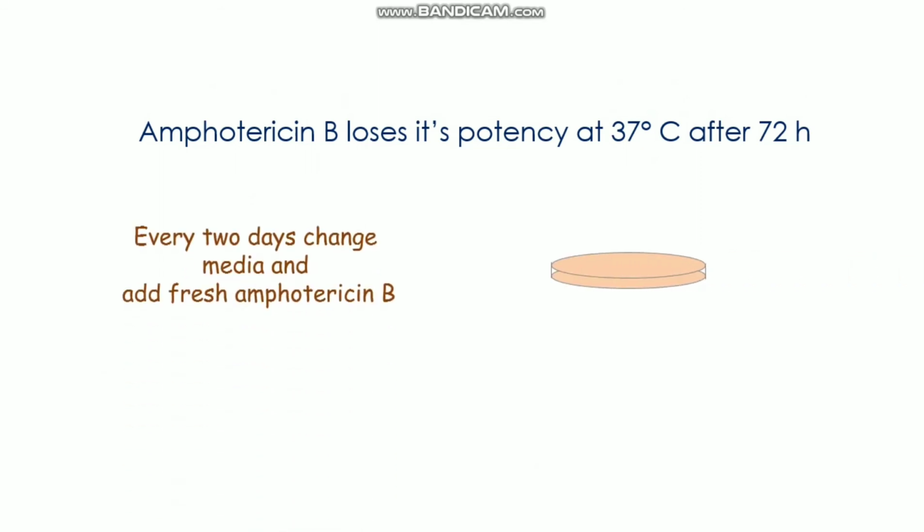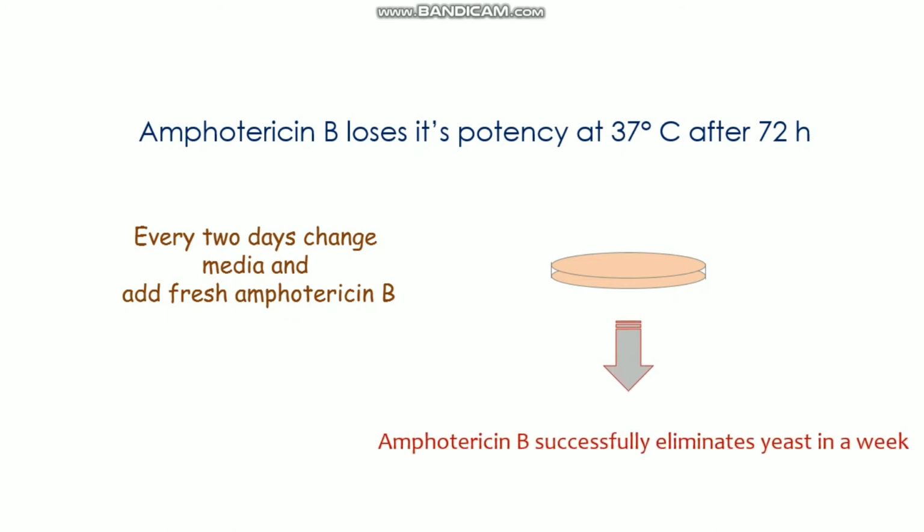This is why you don't need to keep your cells for 3 days in the same amphotericin B. Every 2 days, change the media and add fresh amphotericin B. This is very important. If you add it only one time and keep the contaminated cells for more than 3 or 4 days, the antifungal effect will be lost easily. So every 2 days you need to change the media and add fresh amphotericin B. And amphotericin B successfully eliminates yeast in a week.